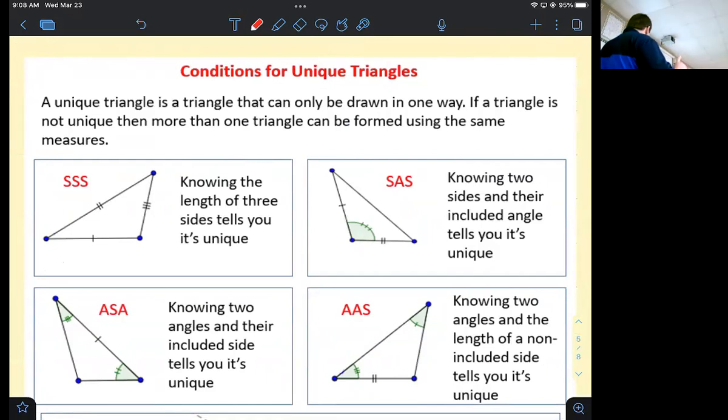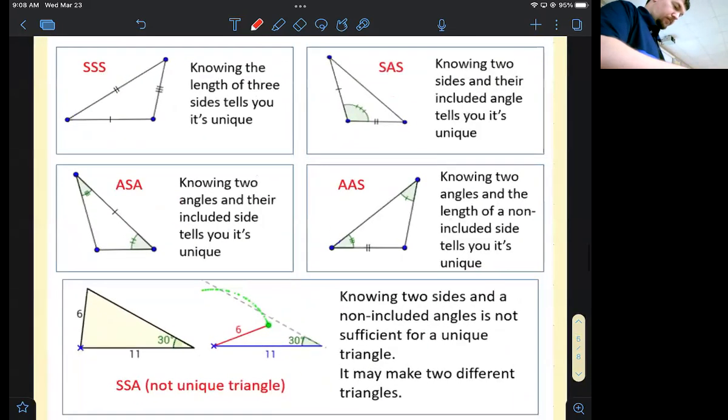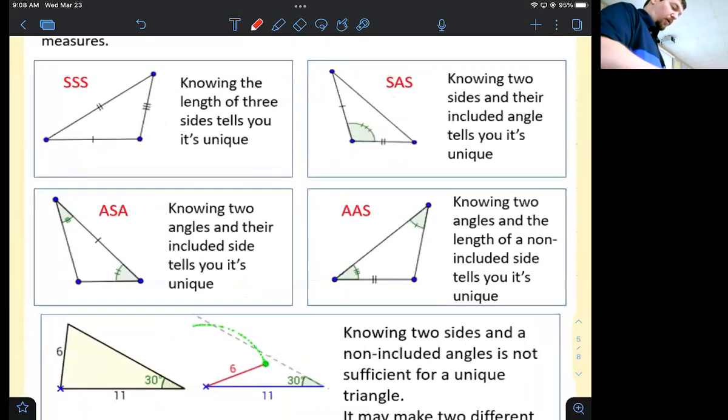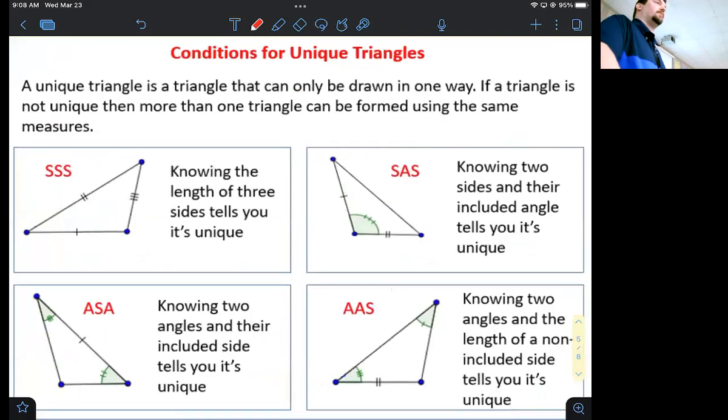If I told you 2 angles, so I said, I need you to draw me a triangle that has a 45-degree angle, a 50-degree angle, and a 2-inch side. Well, it doesn't really matter if I give you the side that's between the 2 angles, or the side that's outside of those 2 angles, those are also unique triangles. So these are the 4 ways, the 4 conditions. This one's right here saying not unique. Okay, so these are the 4 conditions for a unique triangle.